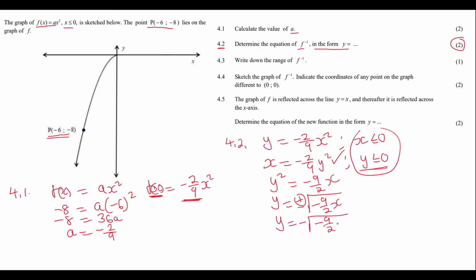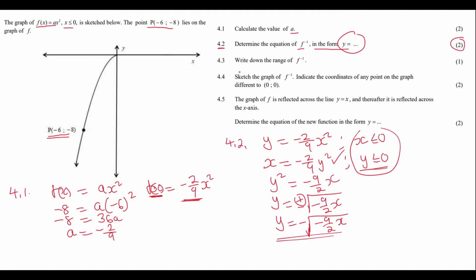negative square root of -9 over 2 x. It's possible to have this. Please take note, our x should be negative. So if you put a negative x, let's say for example we put -1, -1 times -9 over 2, you get +9 over 2. That will make this one a real number. That's the equation of the inverse in the form y is equal to something. Right, that's the answer there.